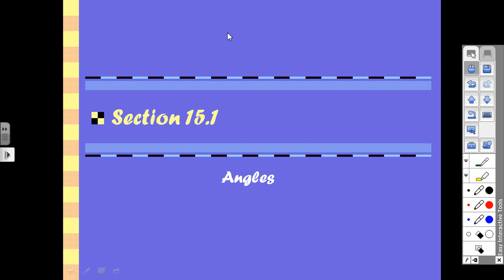Okay, so here we are at our first introduction to trigonometry. And before we can do anything in trig, we need to talk about angles and how we're going to talk about them and represent them and what they mean in trig. Because it's a little bit different than what you experienced in geometry.